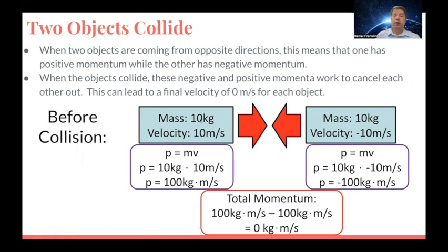So for example, 10 kilograms going 10 meters per second to the right. We have 10 kilograms, negative 10 meters per second going to the left. So the momentum here is 100 kg·m/s. The momentum here is negative 100 kg·m/s. The total momentum is equal to 0, because we add them up to find the total, and they cancel each other out.